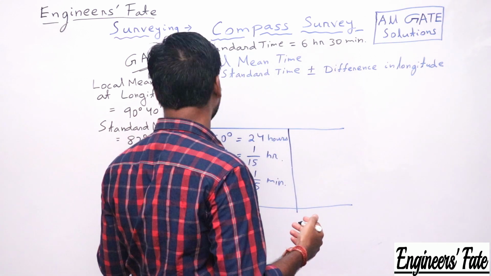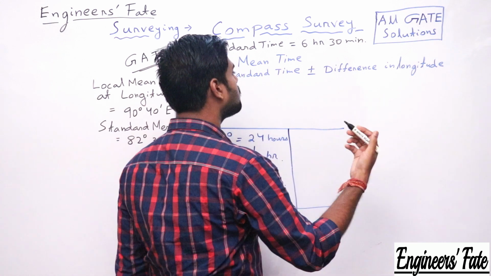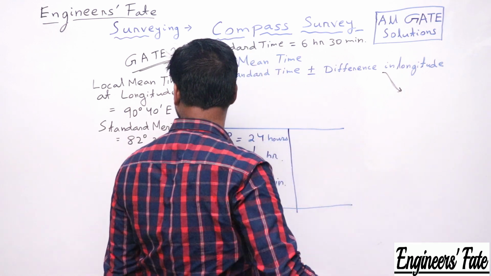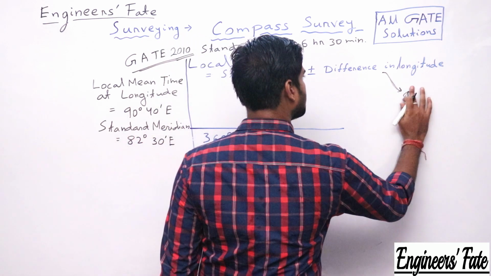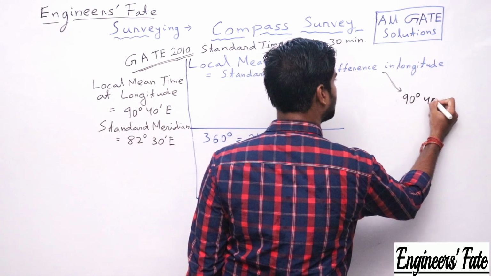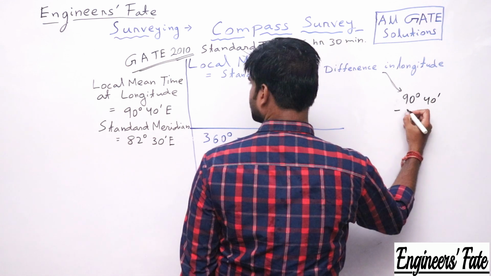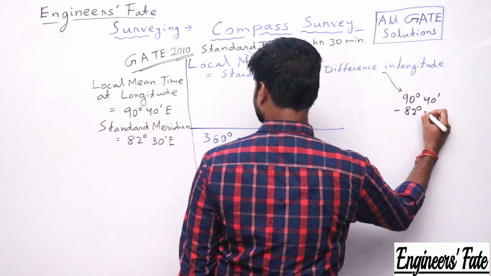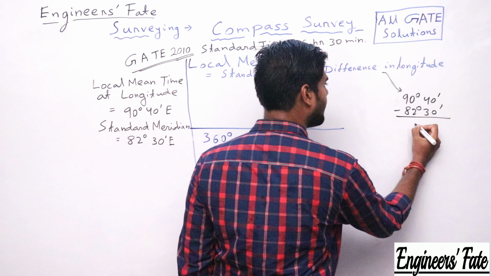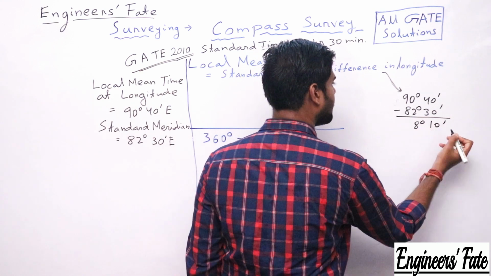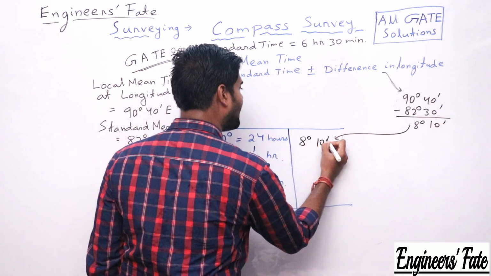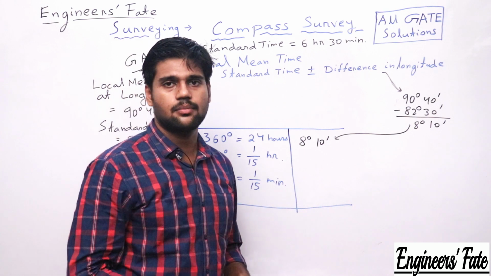Both are given in east. So at first I need to find the difference in longitude. I just have to subtract both values, that is 90 degree 40 minute east minus 82 degree 30 minute. So the difference in longitude I get as 8 degree 10 minute.